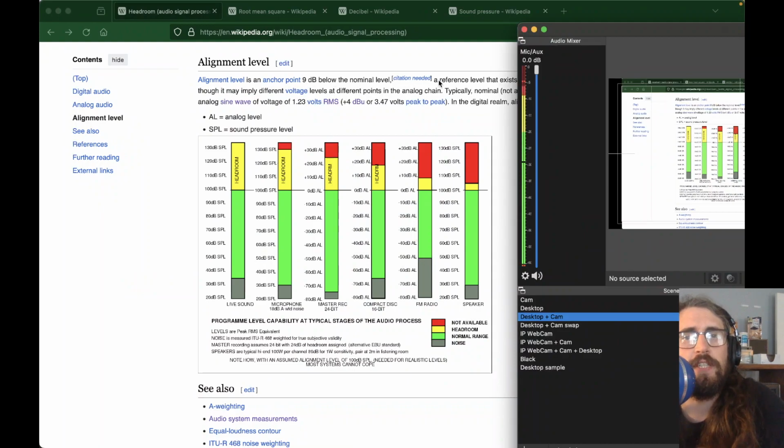This is a super big critique. I know there's already a citation needed here, but why just straight up say alignment level is an anchor point 9 dB below the nominal level, when this chart right here has your alignment level elsewhere? So is it saying that plus 9 dB is your nominal level, and then the headroom above your nominal level would be something? And it doesn't even define what nominal level would be. It's just ridiculous.